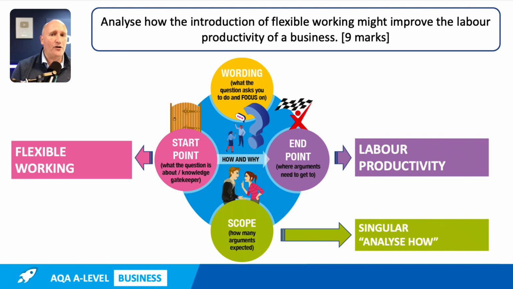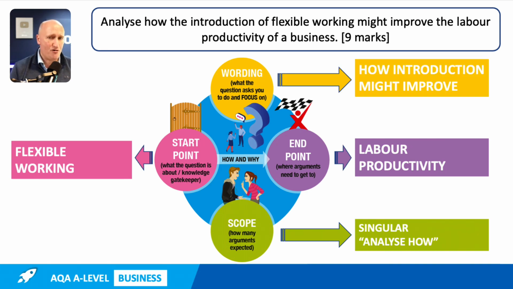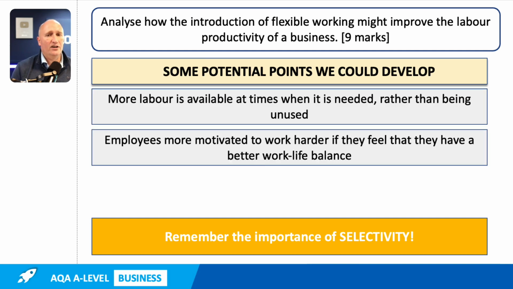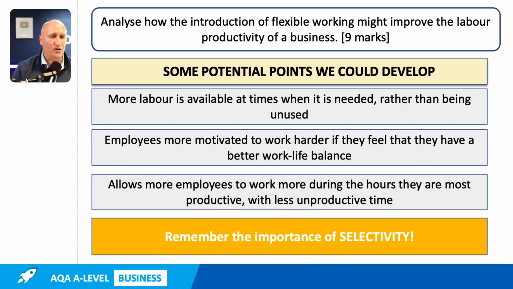And the wording that we have to focus on here is how it might improve labour productivity, specifically the situation where flexible working is being introduced. So we have to focus on improvement in labour productivity and nothing else. There are a variety of different points that you could raise to respond to this question. We only need one, so you might want to pause the video and have a think about what the different points could be, and then select what you think is a good point to develop and meet the demands of the question. I've put a couple, 2 or 3 on the screen here just to highlight how there are different ways of answering this question.